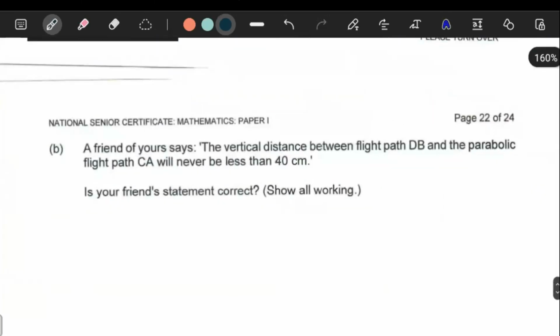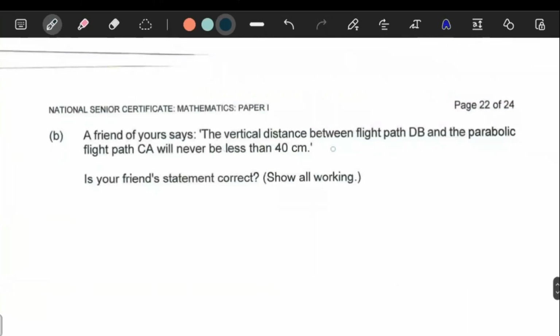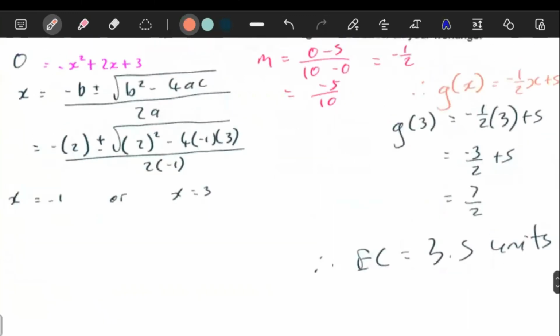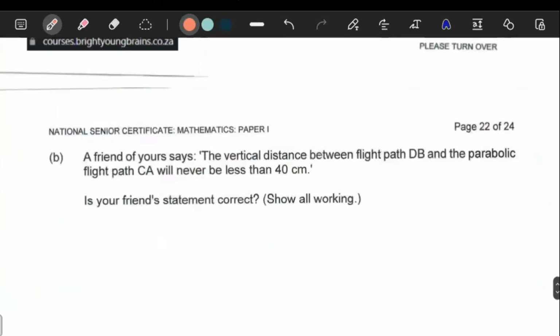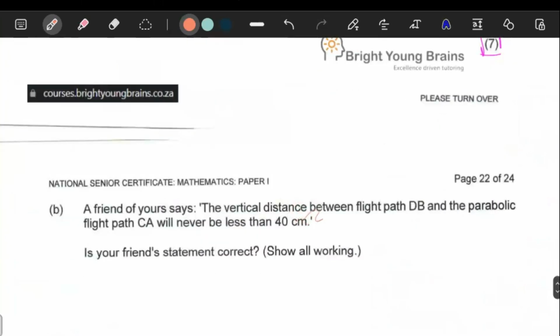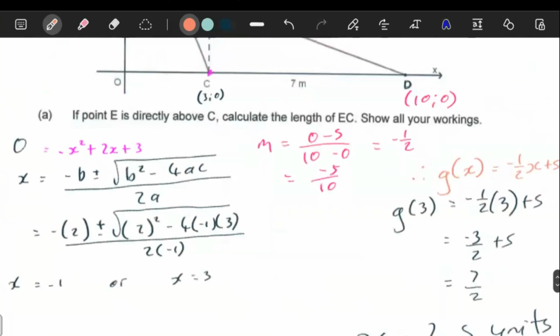This next question says a friend of yours says the vertical distance between flight path BD, the vertical distance between flight path DB, where's DB? There's DB. Okay. They say the vertical distance between flight path DB and the parabolic flight path CA will never be less than 40. Let's firstly determine what they're trying to say.